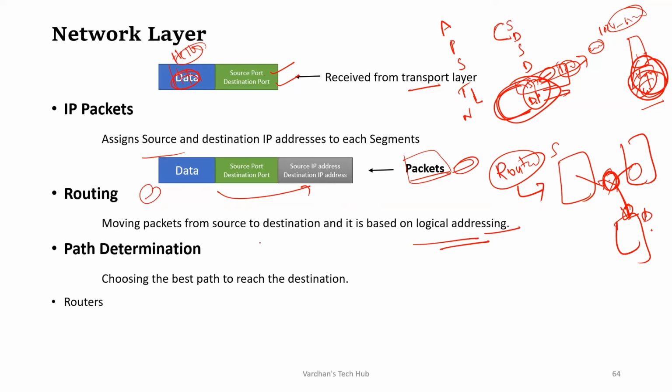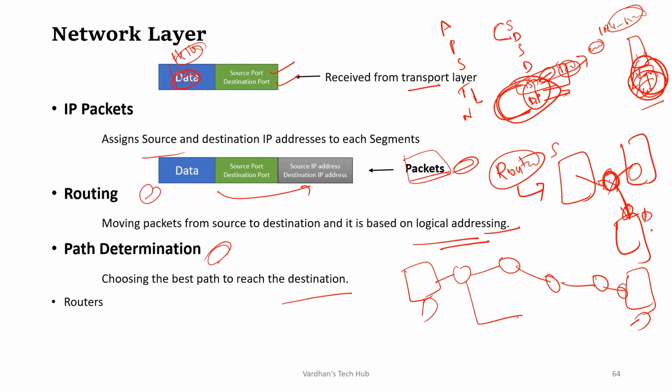Choosing the best path to reach the destination is called path determination. Suppose the best path is nothing but, here you have the source and destination, and here we have the router.